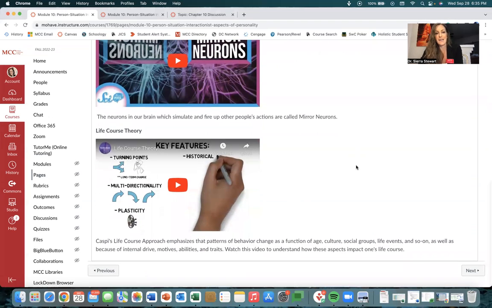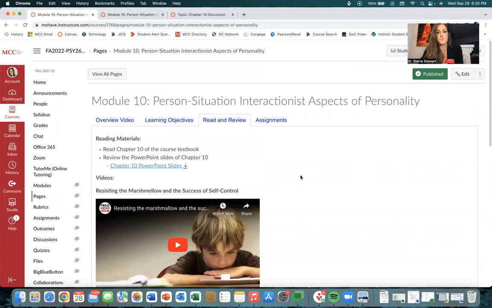The last thing that I want you guys to cover is this life course theory. This is by Caspi, and this really emphasizes different changes that people can have. So that could be age, culture, social groups, life events, all these different things, how those are going to be shaping and changing who you are, and how that's going to affect your life course. So go over this and maybe think about how this could apply to you in your own life course, because that's going to help you for the discussion question.